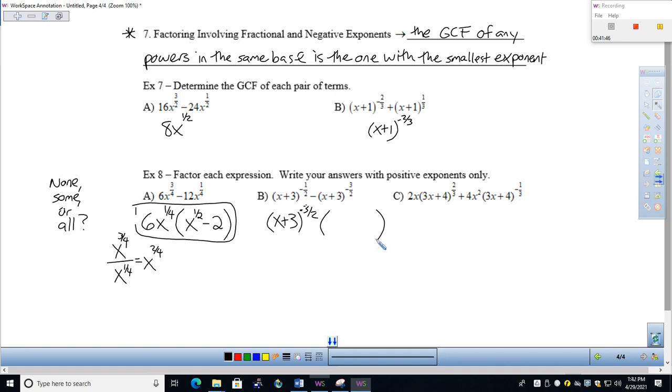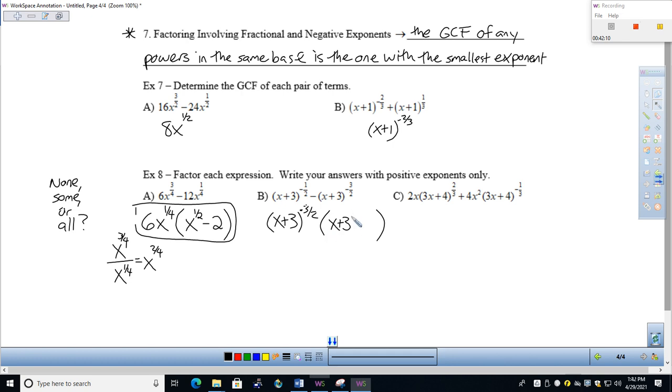And I'm going to work left to right, and I'm going to ask myself, did I take some of this power out or all of it out? Well, if you take a look, I took out something smaller than the original. Negative 3/2 is smaller than negative 1/2. So I only took out some of the x plus 3. So that means I still have some x plus 3's in there. So write x plus 3 on the left side of the parentheses.